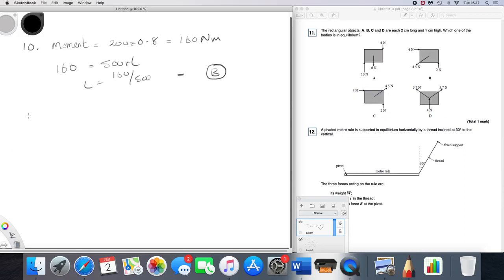Question 11. The rectangular objects A, B, C, D are each 2 by 1 centimeters. Which one of the bodies is in equilibrium? Well, let's start with A. If we do the sum of forces, well, we've got 10 up and 10 down, so A could be.